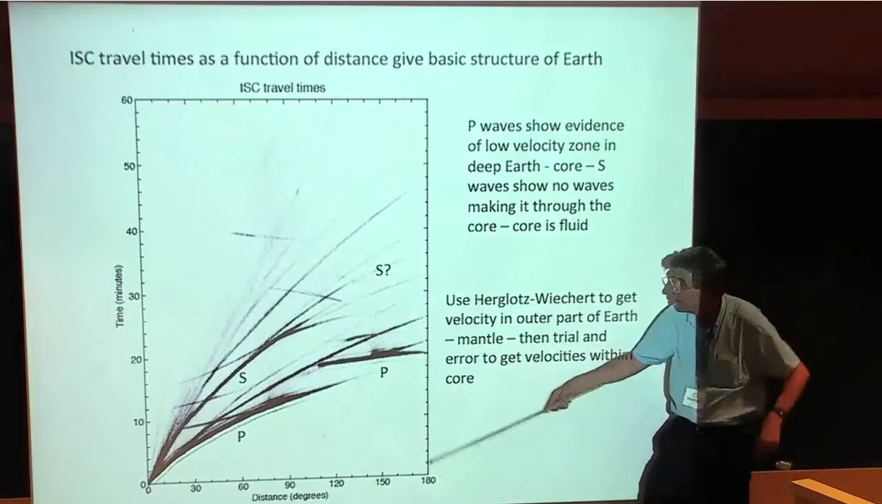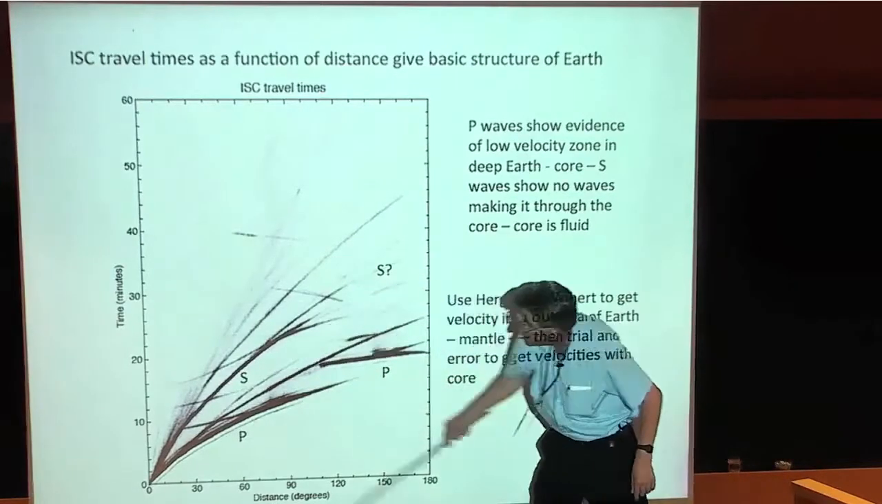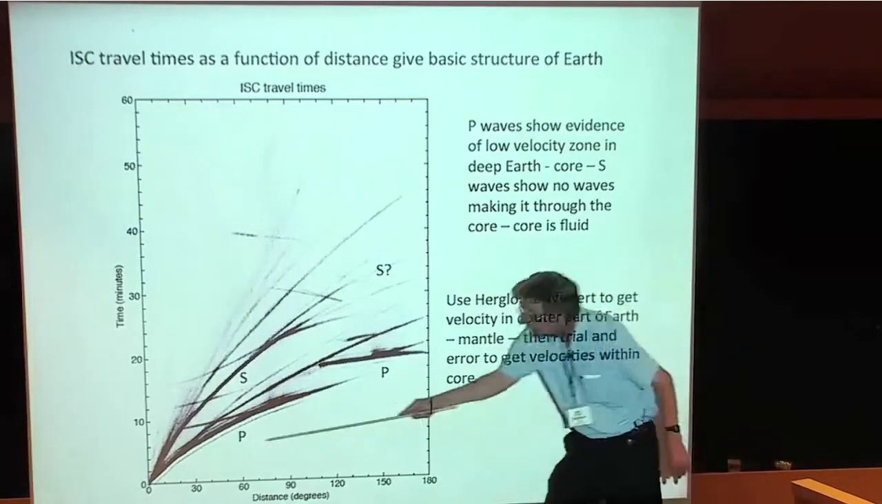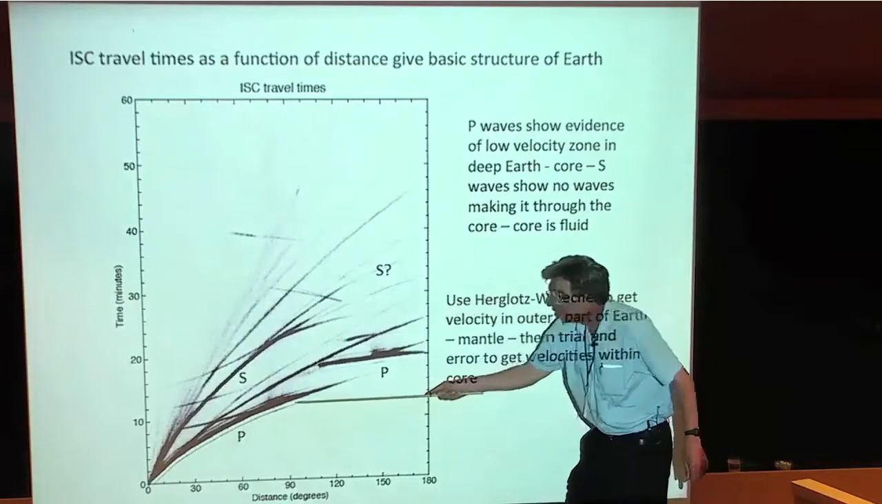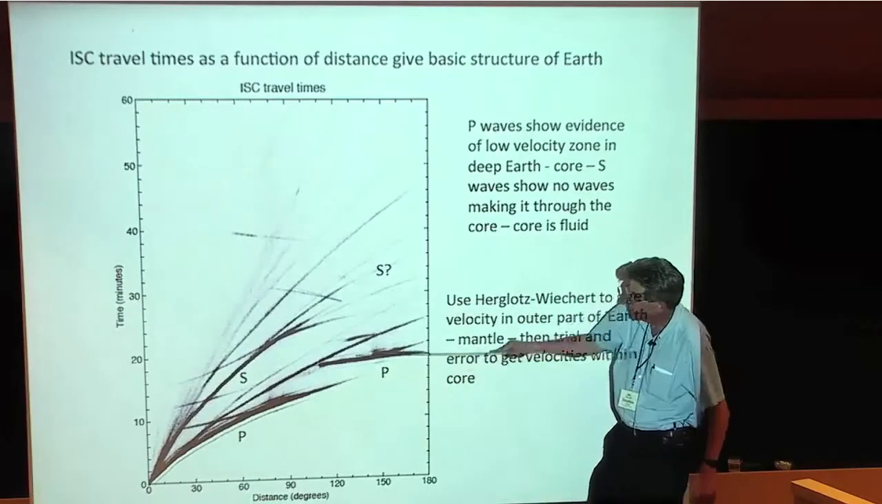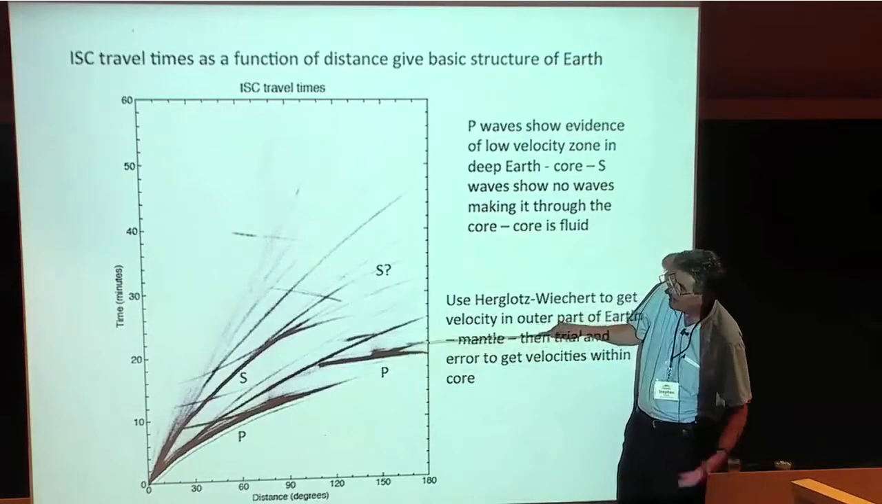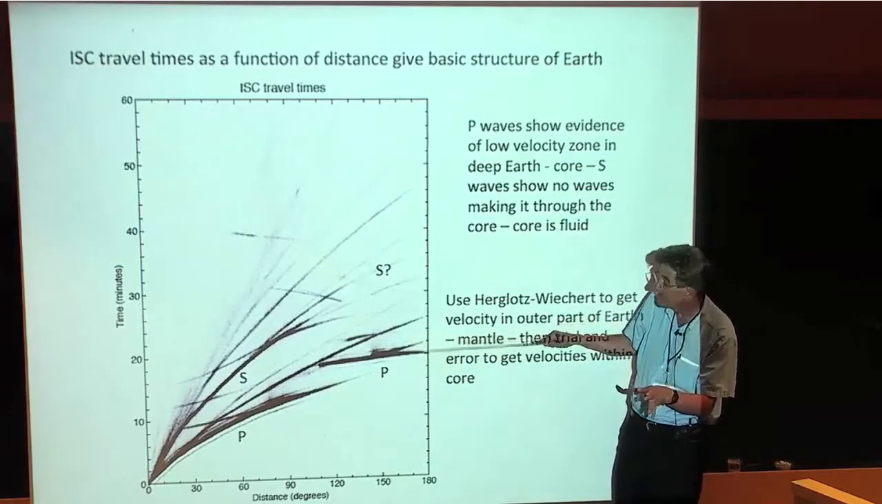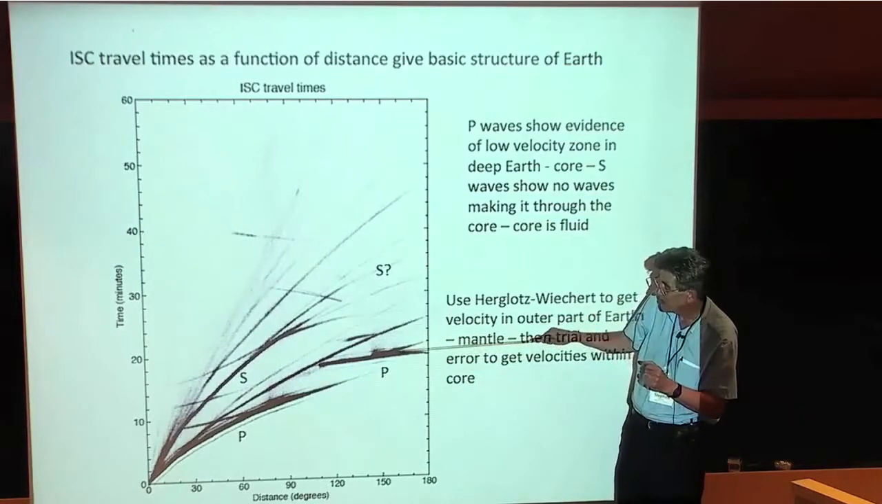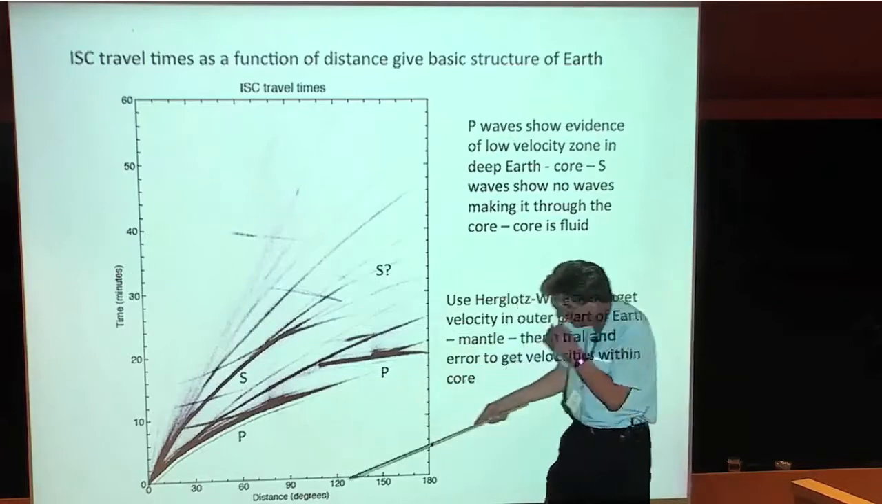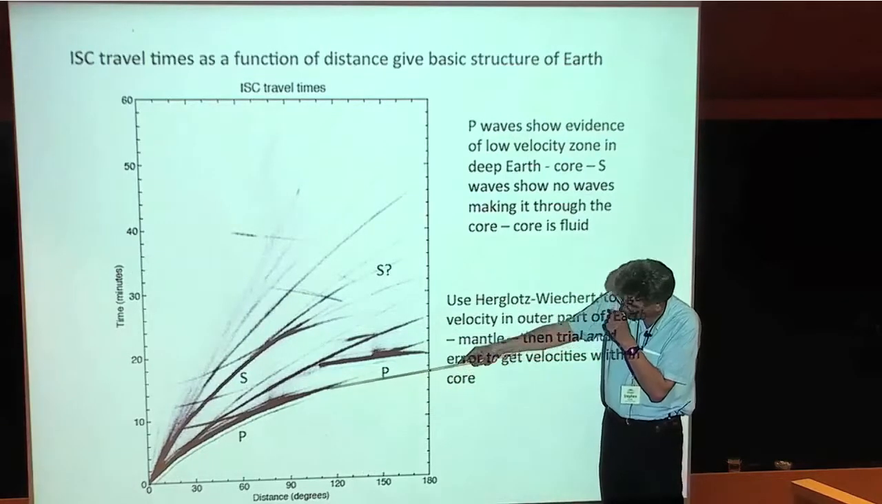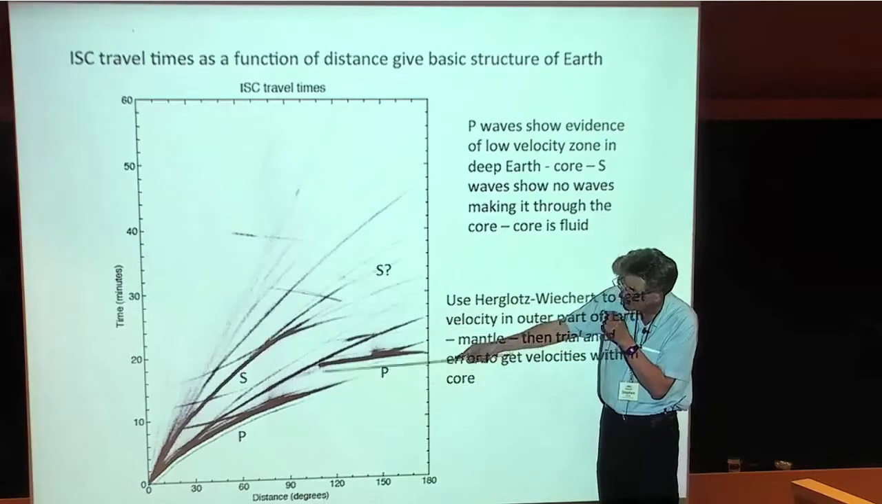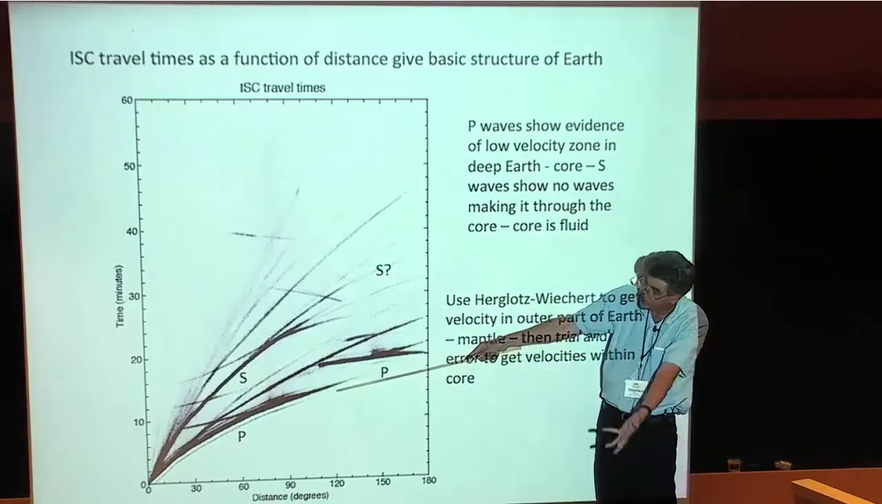The time here is in minutes. And what you see is these are basically the P waves arriving. They kind of disappear here. These are P waves up here. And this is very classical for a low velocity zone, which I was going to show you, but I don't have time. This indicates basically that the velocity drops drastically at some place deep in the Earth. That's the core versus the mantle.